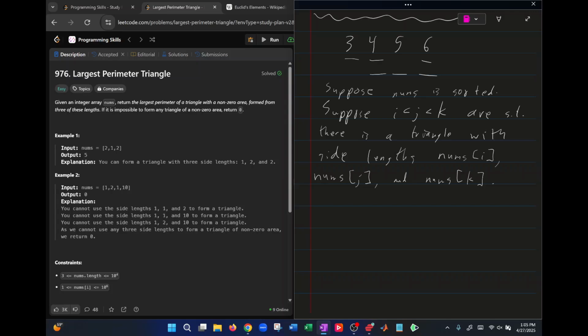Then, what about the 2 indices before k? So we have nums k minus 2 and nums k minus 1. Can we form a triangle using nums k minus 2, nums k minus 1, and nums k? What we demonstrated up here is that yes, we can. But to prove it, what do we need to check?